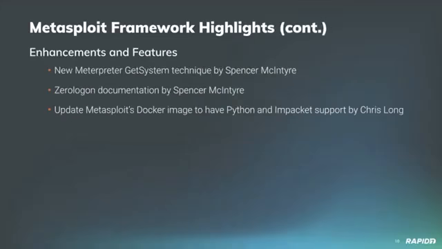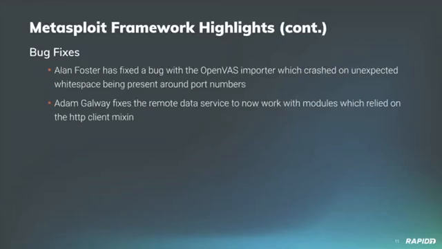For enhancements and features, our very own Spencer McIntyre has made improvements to Meterpreter's getsystem command to support a new RPCSS variant of named pipe impersonation. We'll have a demo of this later. Spencer has also updated the zero login documentation to now detail how to use the new Windows secrets dump module to form a complete attack chain without relying on tools such as Impacket. And finally, community member Chris Long has updated Metasploit's Docker image to also include both Python and Impacket, so you can rely on modules that rely on that functionality.